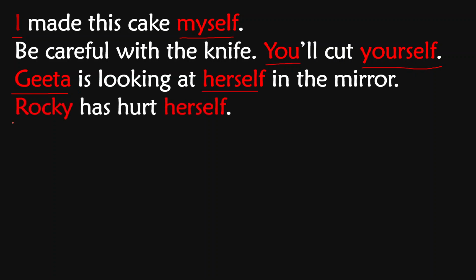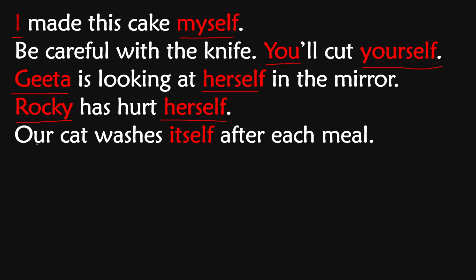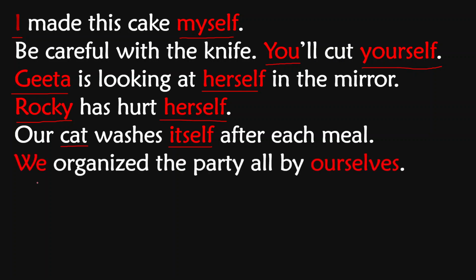In the fourth sentence, Rocky has hurt herself. Rocky is the noun and herself is the reflexive pronoun. In the fifth sentence, a cat washes itself after each meal. So cat is the noun over here and for cat we have used itself as the reflexive pronoun in this sentence. We organize the party all by ourselves.